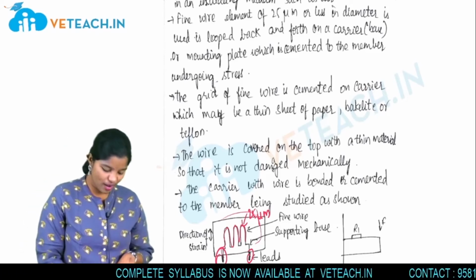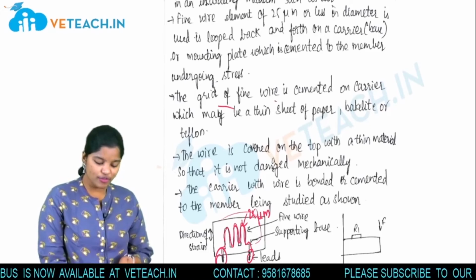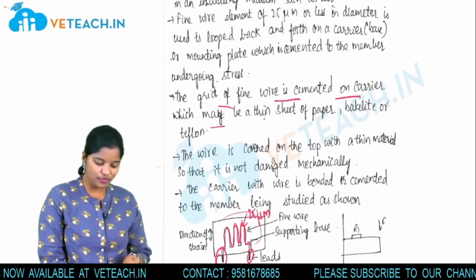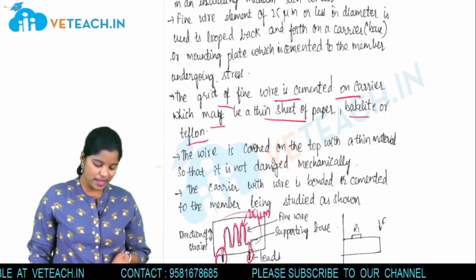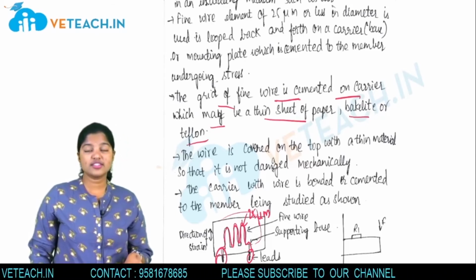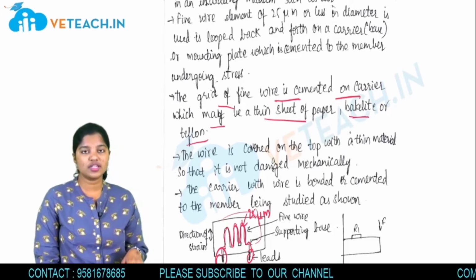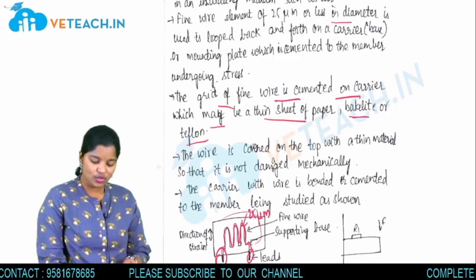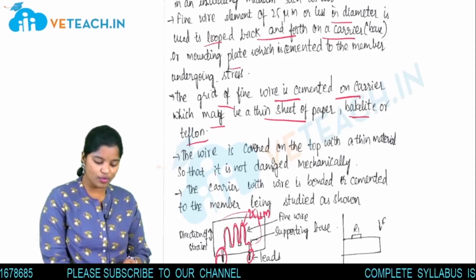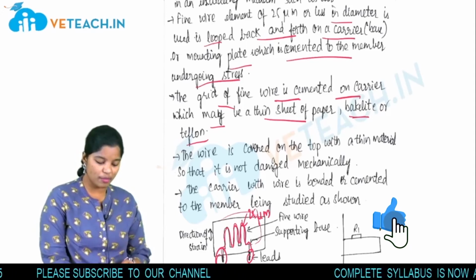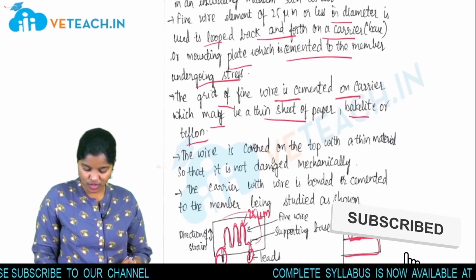So, this wire will again be in a zigzag manner. The grid of the fine wire is connected on the carrier, which may be a thin sheet of paper, bakelite or Teflon. So, this is placed on a carrier such as a thin sheet, bakelite or a Teflon sheet. Teflon is nothing but a type of material. So, the wire is looped back and forth on the carrier or mounting plate, which is cemented to the member undergoing stress. So, this resistor is cemented on the member which is undergoing stress.